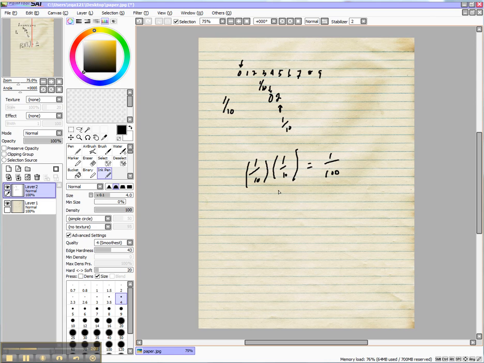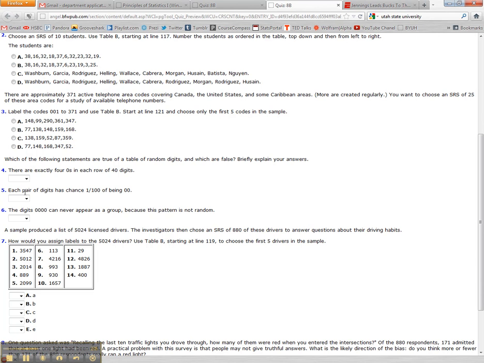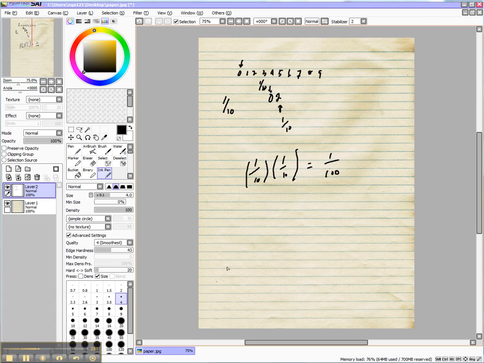So the question is asking if it's true or false that each pair of digits has a chance of 1 out of 100 of being 0, 0. So what's the probability that the first number is 0? It's 1 out of 10, right? That's the probability of it getting selected randomly. What's the probability of the second number getting selected randomly? It's also 1 out of 10. So the digits 0, 0 have a probability of randomly being selected of 1 out of 100.